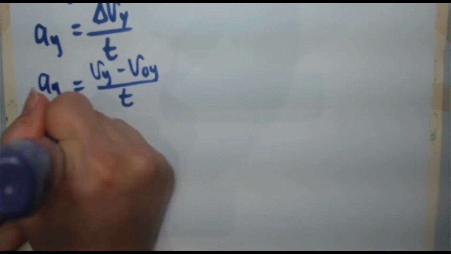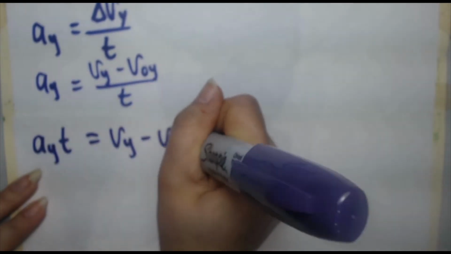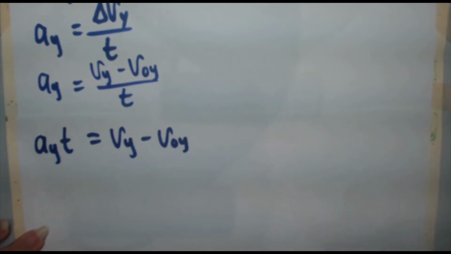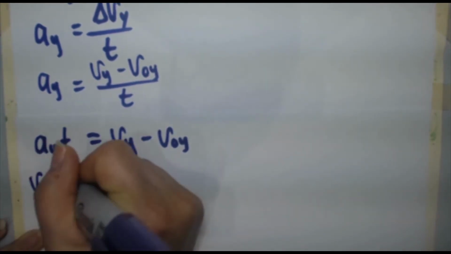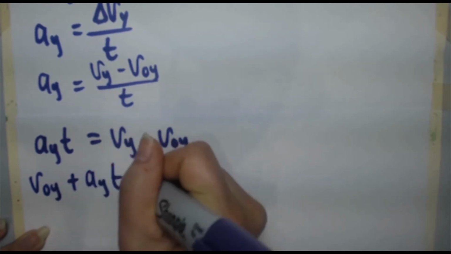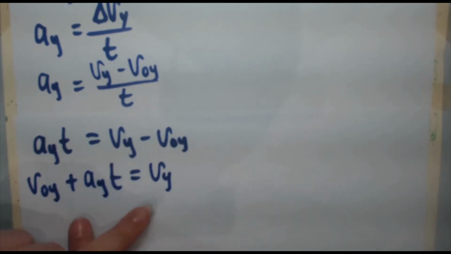Okay, so first you bring the t over, so it's AYT equals Vy minus V0y. Then add the V0y to both sides, so you're going to get V0y plus AYT equals Vy. And that's what we're looking for. Okay, we know everything else. I'm just going to do a quick switch.